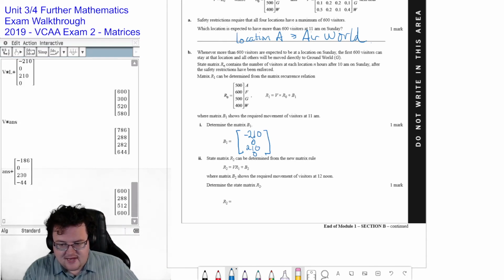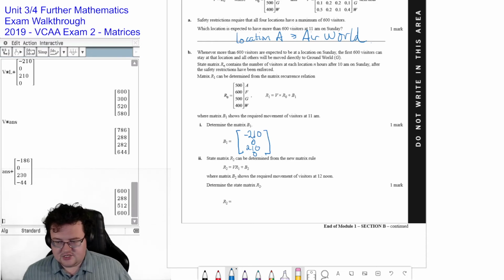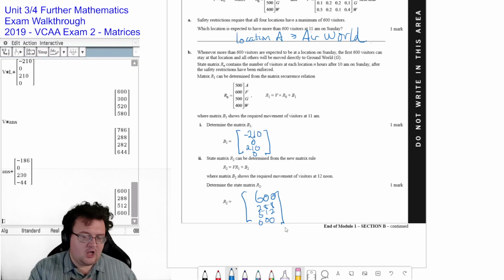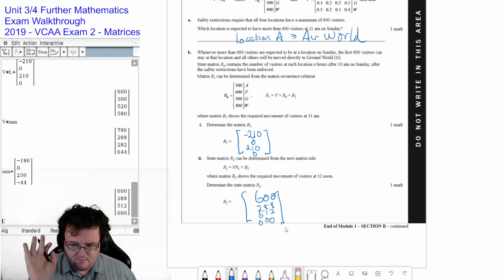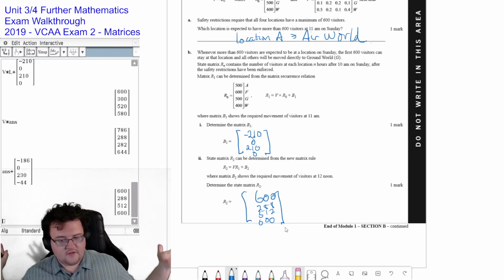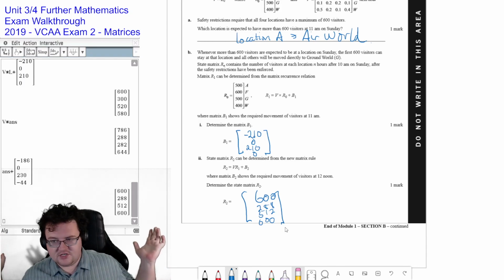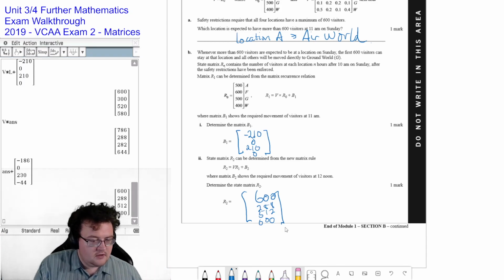Now when I run that, I get R2, which is the answer that we're actually looking for. So that's 600, 288, 512, and 600. And then you would keep going. You would apply the matrix again, but they don't want anything more for this one. This one's finished. Done. Thank you for watching.